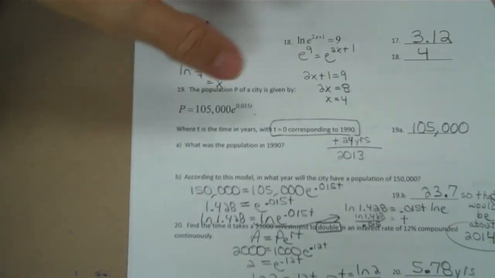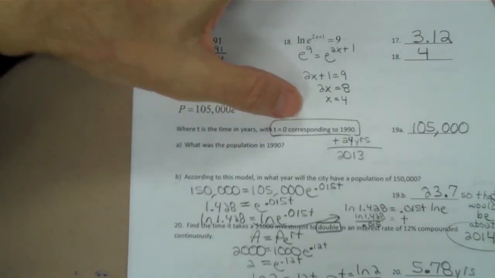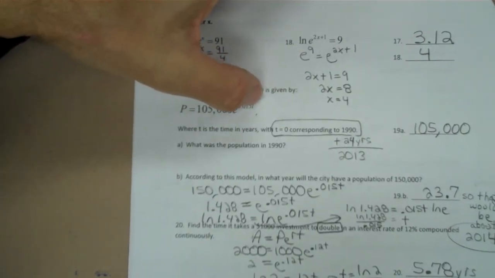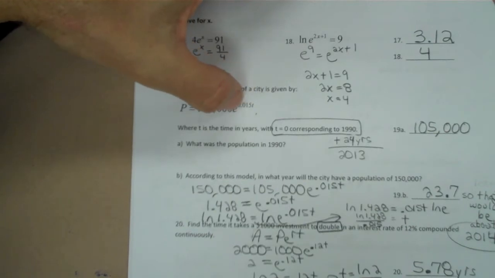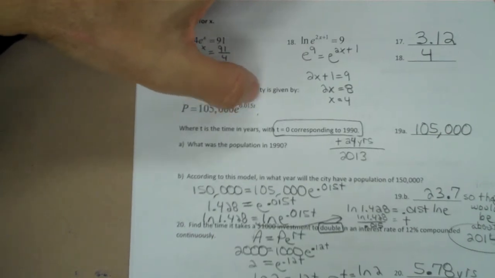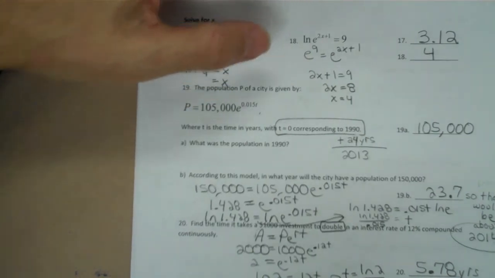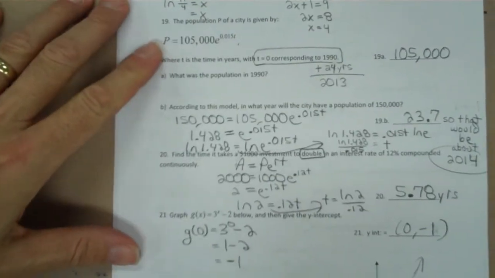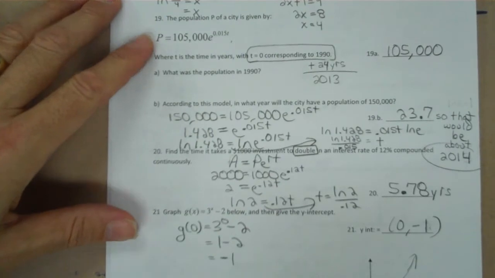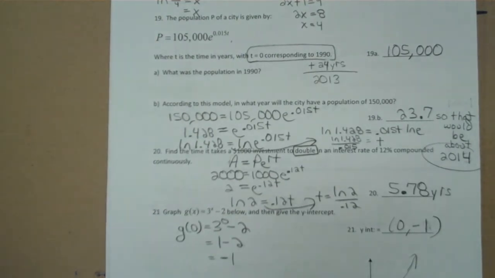Number 19. Let's see. T equals 0, that means you plug in a 0 for the t. Anything to the 0 power equals 1, so you lose this whole e business, and it just turns out to be 105,000. Part B, it says when will it have a population of 150,000?